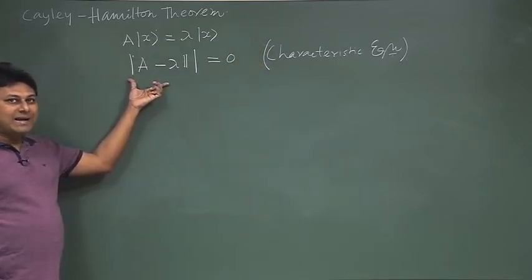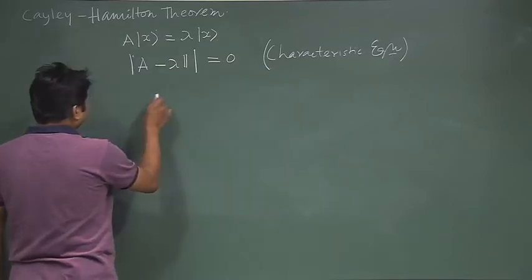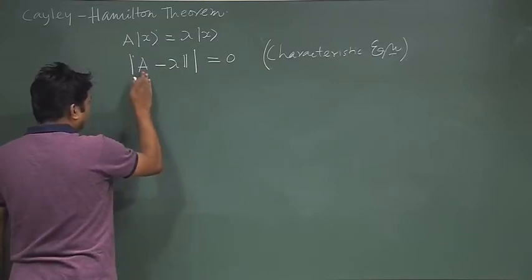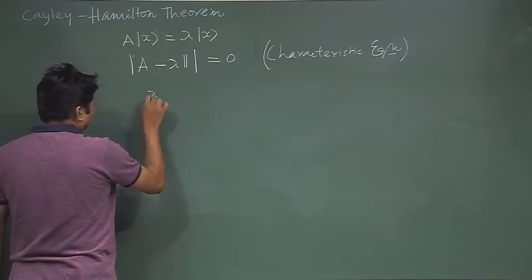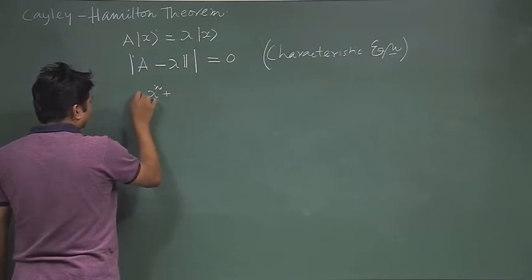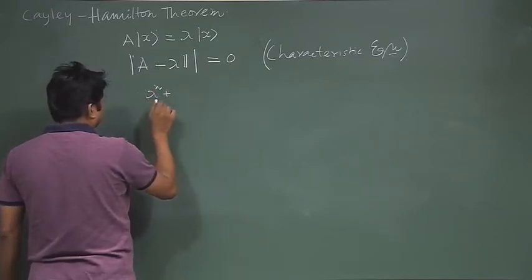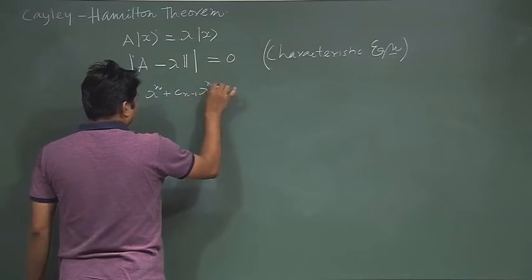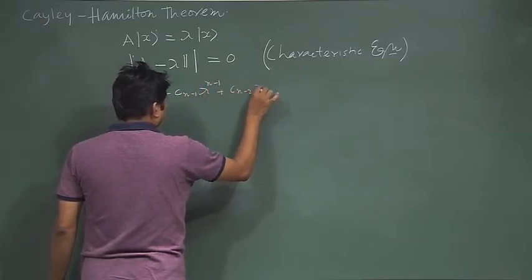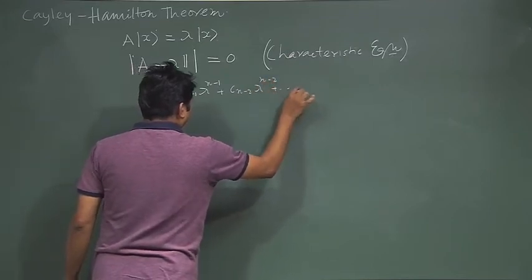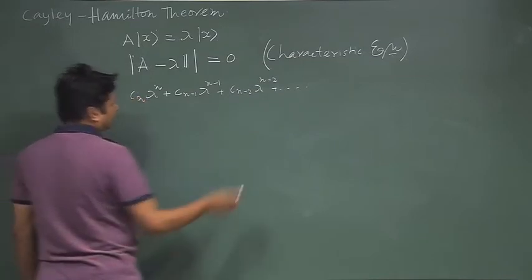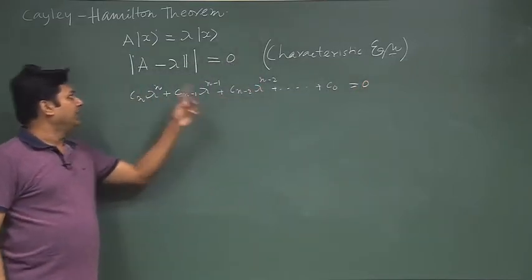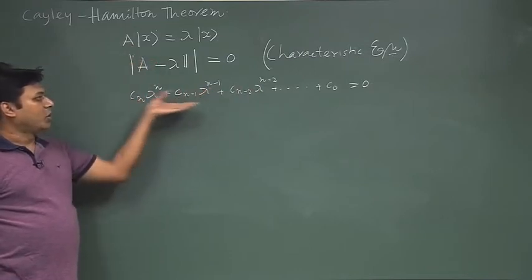and now if I expand these things, what happens? I will have a polynomial of lambda. A is given. So it will be something like lambda to the power n, plus c n minus 1 lambda to the power n minus 1 plus c n minus 2 lambda to the power n minus 2, and so on, plus c 0 is equal to 0. I have a polynomial of order n. If the matrix is of order n, I should have this kind of polynomial.